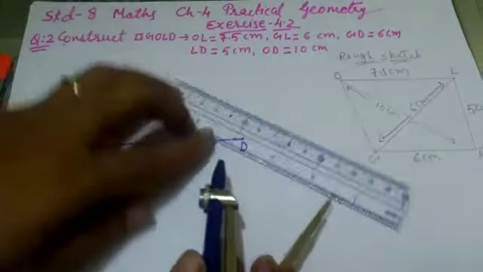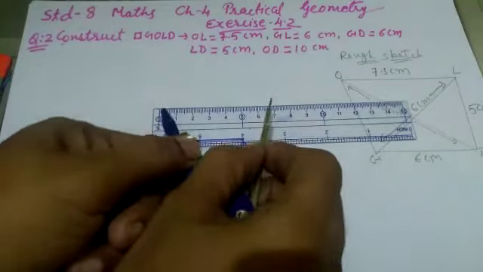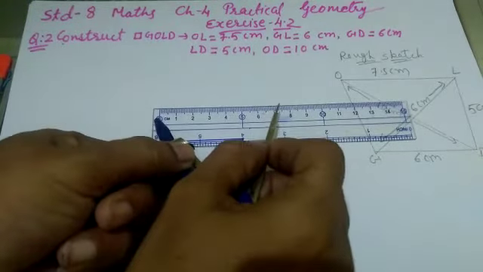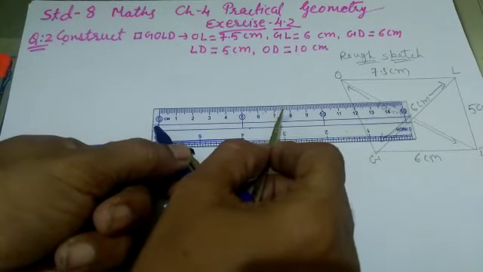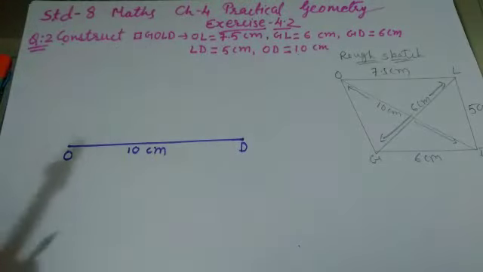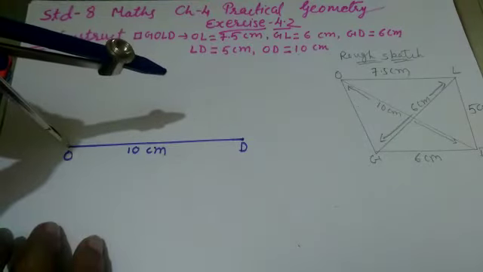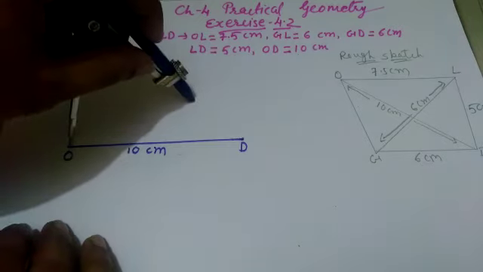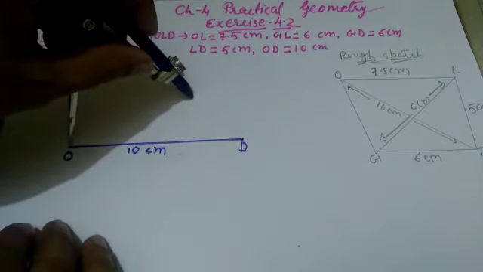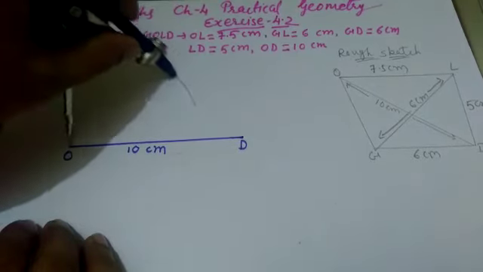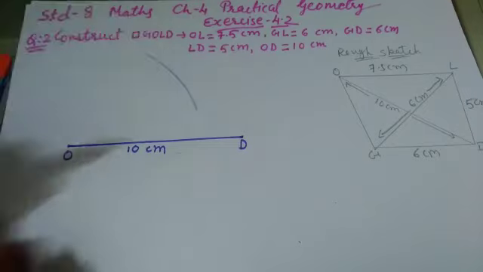So this way you can adjust 7.5 centimeter radius on compass. Yes, 7.5 centimeter radius on compass. Now taking O as a center, draw an arc with radius 7.5 centimeter. So draw an arc of 7.5 centimeter this way.